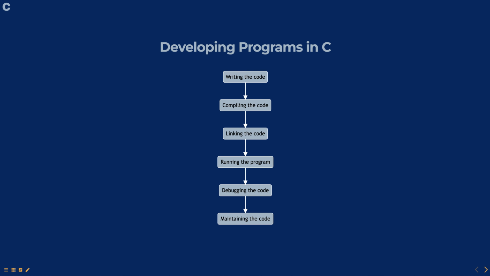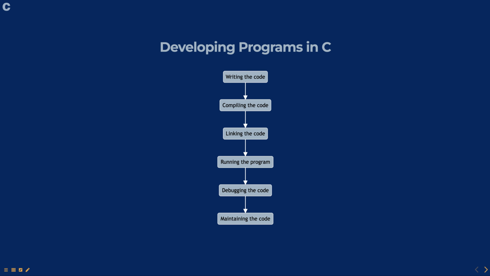Compiling the code. Once the code is written, it must be translated into machine code that the computer can understand. This is done using a C compiler such as GCC or Visual C++. The compiler converts the source code into an executable file, which is a binary file that can be run on a computer.